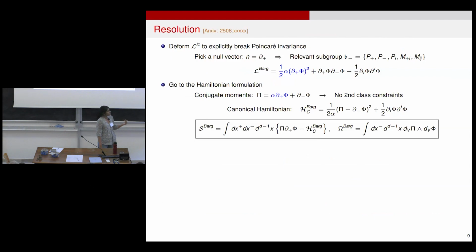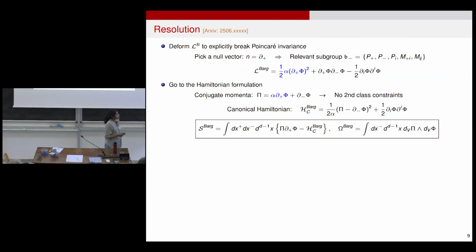And the fix is actually very simple. The problem with this original action is that it's too symmetric. It's symmetric under the full Poincaré group, which is sort of an overkill because we only need Bargmann invariance. So what I'm going to do is to add this term by hand, and then this term particularly breaks some invariance under some of the Lorentz generators, and we are only left with the Bargmann invariance of this subgroup. And now when we go to the Hamiltonian formulation, we see there are no second-class constraints in the theory anymore.